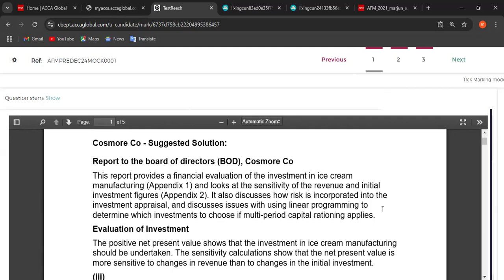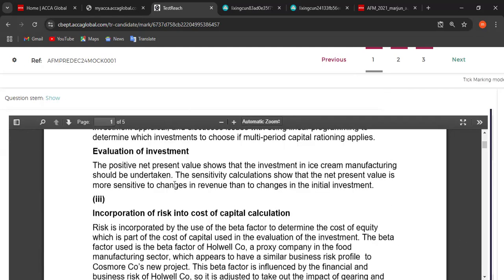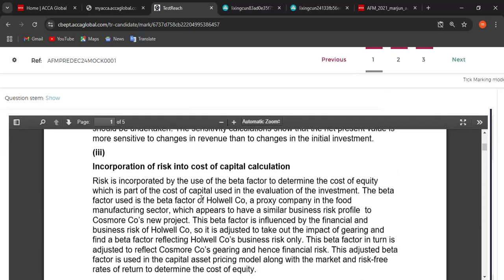Now, the positive NPV shows that the investment in ice cream manufacturing should be undertaken. The sensitivity calculation shows the net present value is more sensitive to changes in revenue than changes in initial investment. Why? Because the revenue sensitivity was coming as 2% and the initial investment sensitivity was coming as 7.5%. Now the report should have subheadings like: risk is incorporated by the use of the beta to determine the cost of equity, which is a part of the cost of capital.